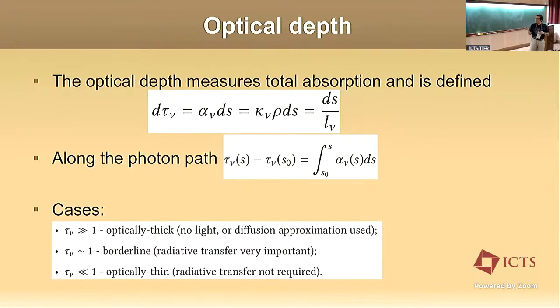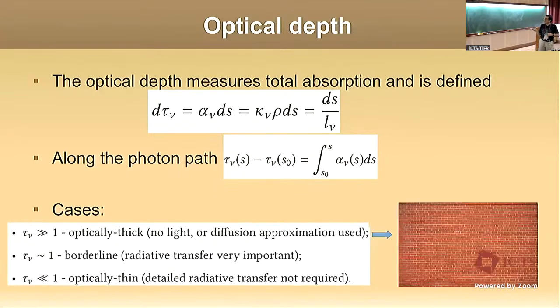And what's the most interesting case from our point of view is when you are in between. That's also the trickiest one to solve, because when you are in between, you need radiative transfer and you cannot use simple approximations.